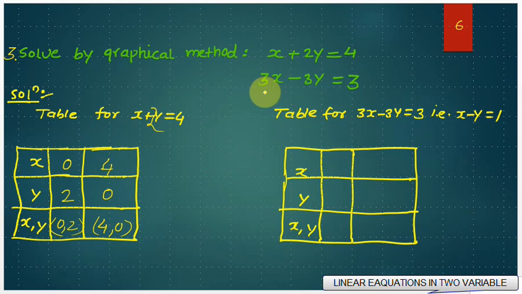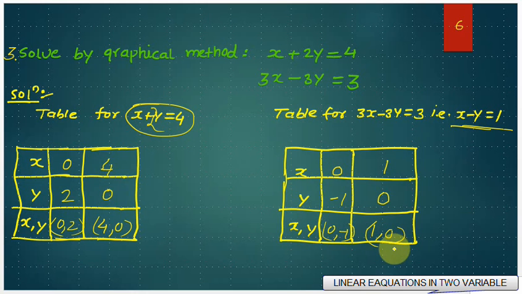Now for the second line, 3x - 3y = 3. If we divide this line by 3, the line will be x - y = 1. Now put x = 0, so y = -1, so the point will be (0, -1). If we put y = 0, x = 1, so the point will be (1, 0). Now these points (0, 2) and (4, 0) are for the line x + 2y = 4, and (0, -1) and (1, 0) are the two endpoints of x - y = 1.